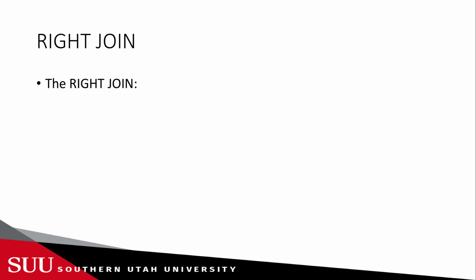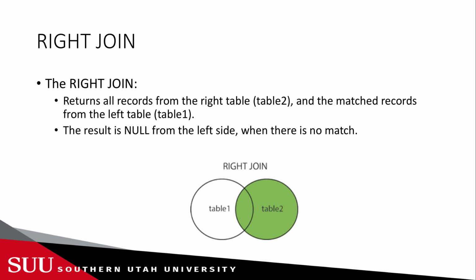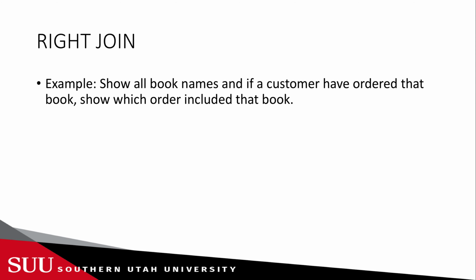Now for the right join, it is the exact same thing as left join, but it's the other way around. So if we look at the diagram again, previously we returned everything from table 1 and then whatever matches in table 2. Now we will return everything from table 2 and whatever matches in table 1. If there is no match, it is going to be displayed as null. So for example, if I want to show all book names, and if there is a customer who ordered that book, then show me the order that includes that book. We know again in our data set there are some books that have never been ordered.